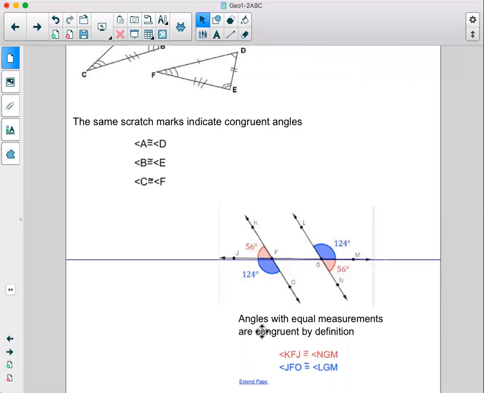Angles with equal measurements are congruent by definition, and so you can make these statements. Angle KFJ is congruent to angle NGM, and you can say that angle JFO is congruent to angle LGM.